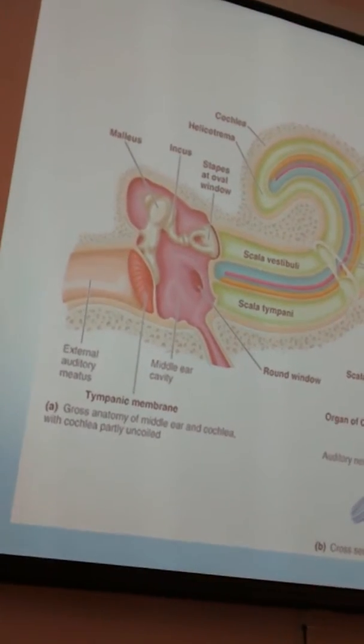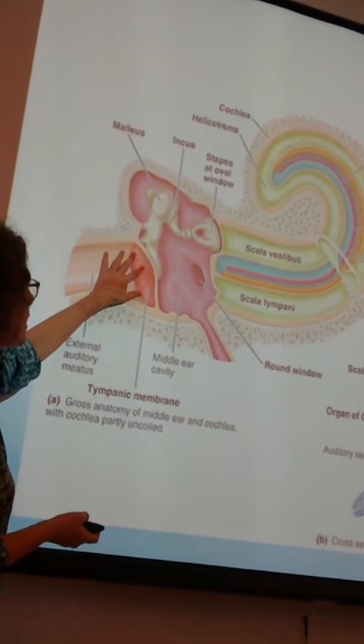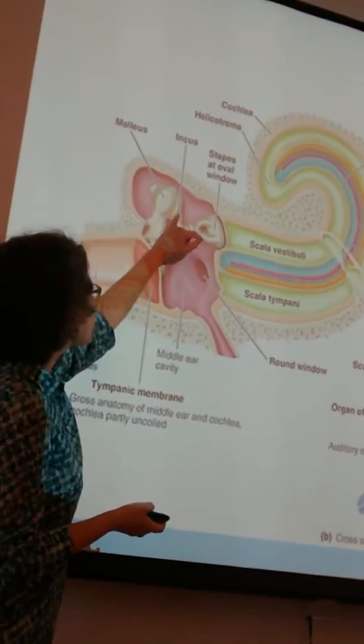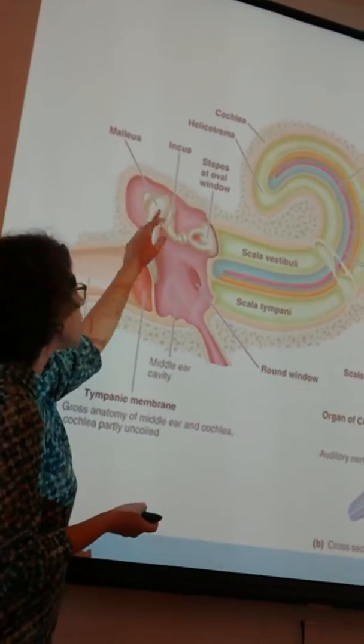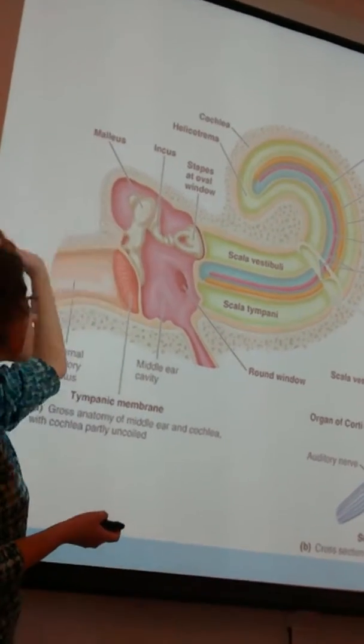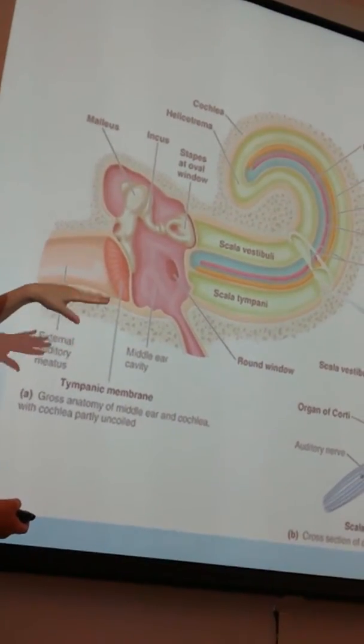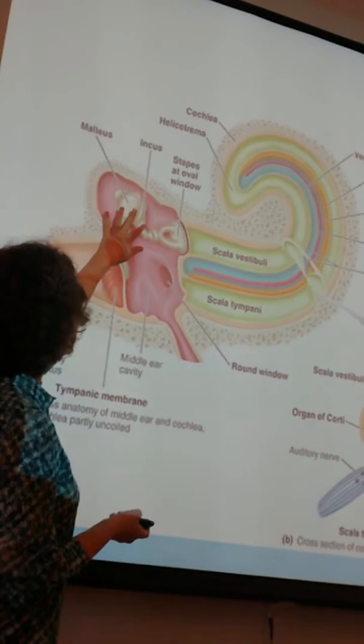So if we have a blow up of that, we have our tympanic membrane here, we have the three ossicles that transmit that sound to ultimately transmit it to the inner ear. So we have the three ossicles, the malleus, the incus, and the stapes.